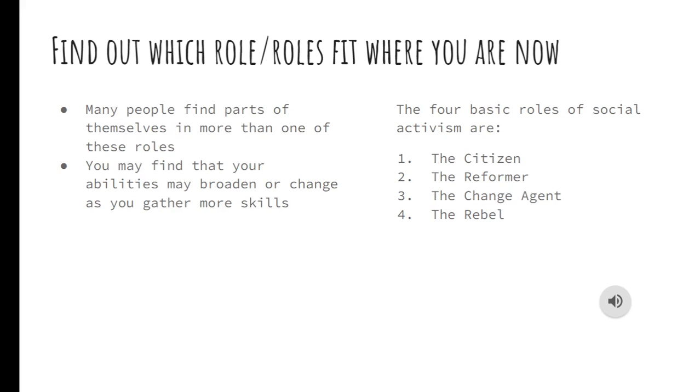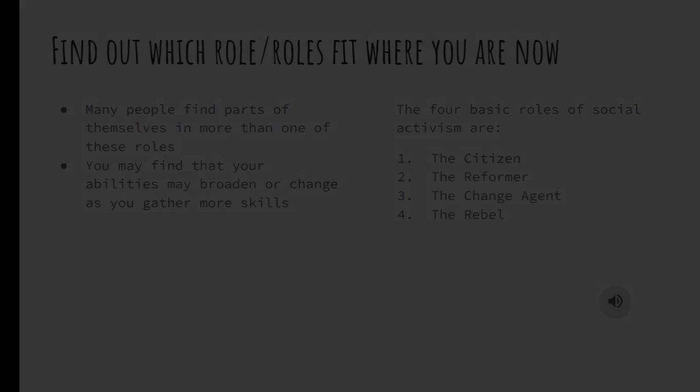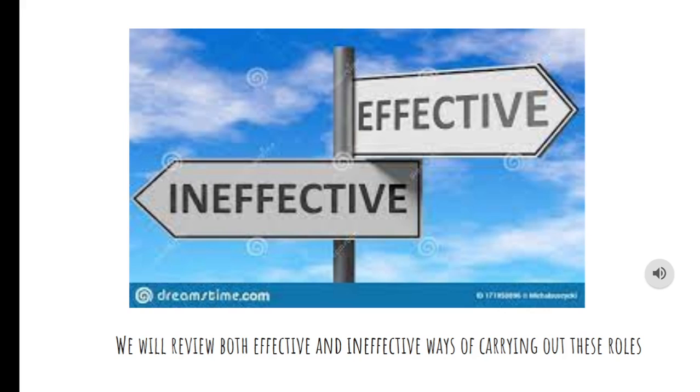The 4 basic roles of social activism are the citizen, the reformer, the change agent, and the rebel. All of these roles are important in electoral work and social change. Each of them is very positive in moving us toward a more just society, and each of them has potential negative aspects that we have to watch out for. We will review both effective and ineffective ways of carrying out these roles.